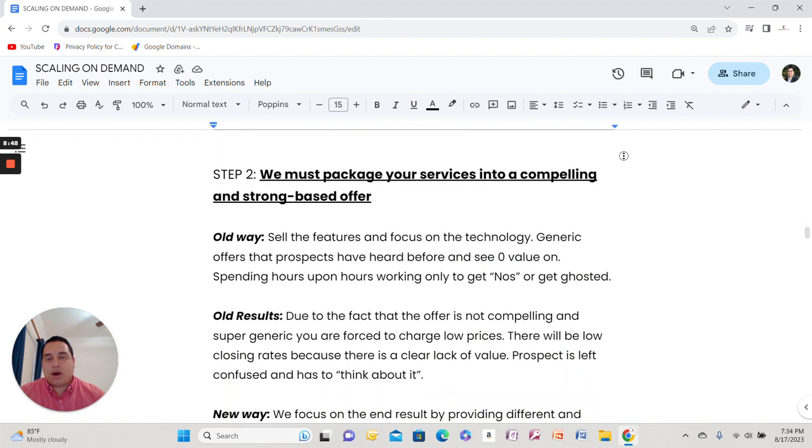Now we have this avatar and we're building lead lists around that. Now, what do we do? Step two is packaging these services into a compelling, strong offer. The old way of doing things was you would sell the feature and focus on the tech, posting generic offers to prospects. Even if it's the right person, they're not really going to resonate with it, because it's things they've seen and heard before.